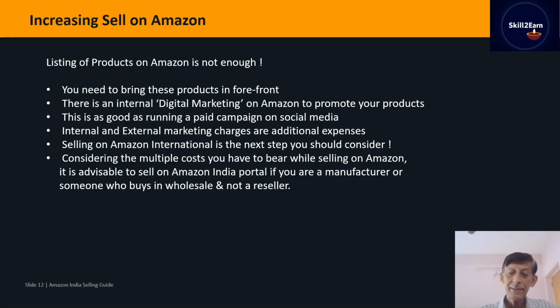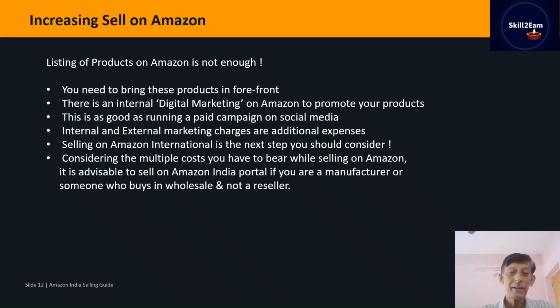How to increase the sale on Amazon with all this process? Now you have listed your product, you have uploaded photos, you have started selling. A few items you have already sold. Now how do you increase that? You need to bring these products in front, right? They should be visible to the customer. They should not be somewhere deep inside multiple categories and subcategories where nobody is able to see them. So how to bring them to the forefront?